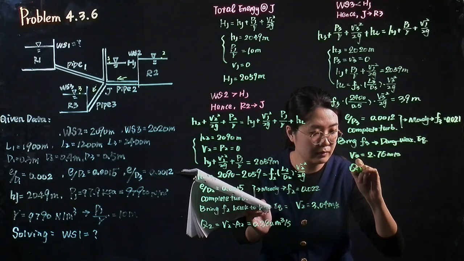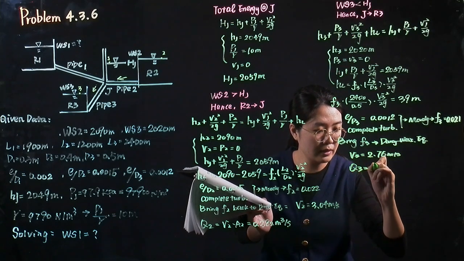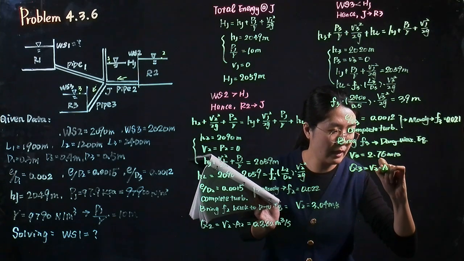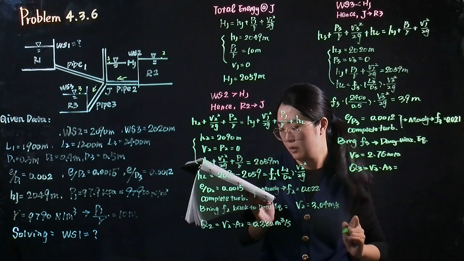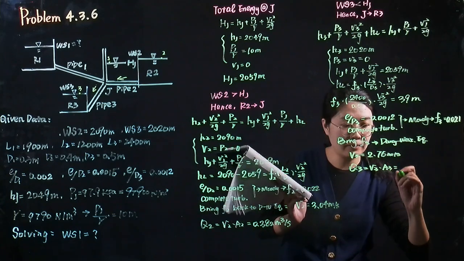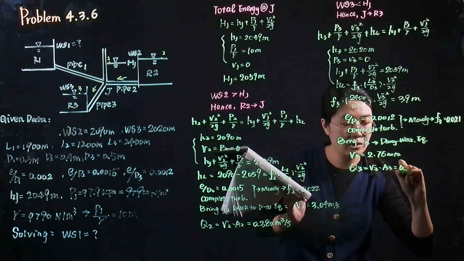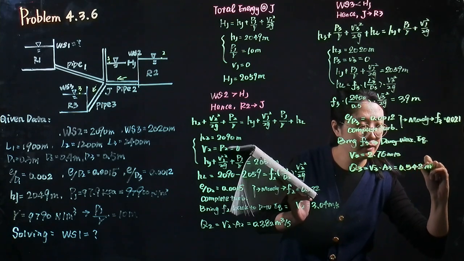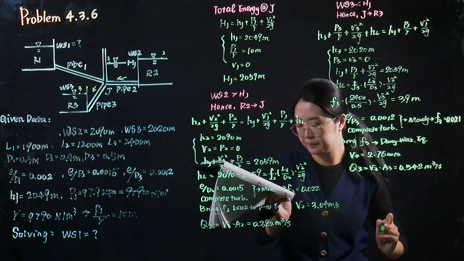Then based on the equation, flow rate equals velocity times area, we can get the flow rate in pipeline 3. It equals 0.542 cubic meter per second.